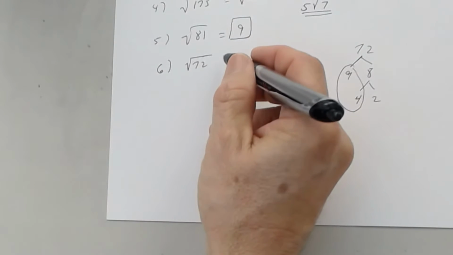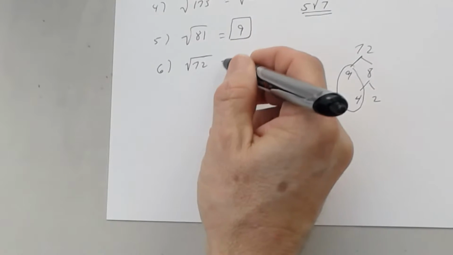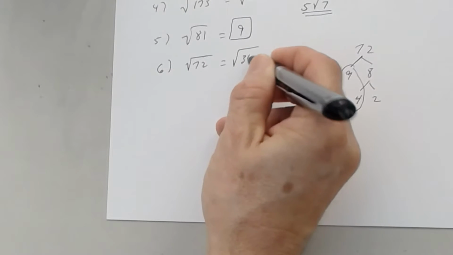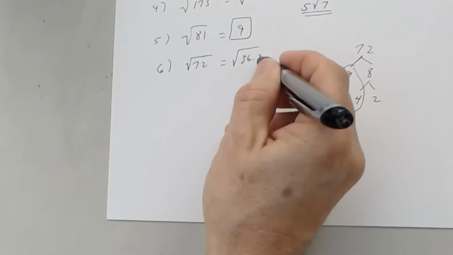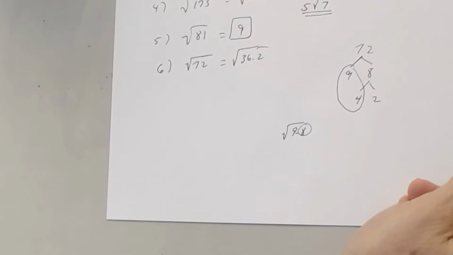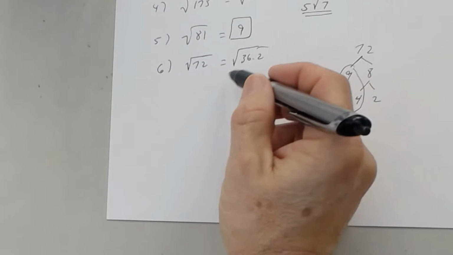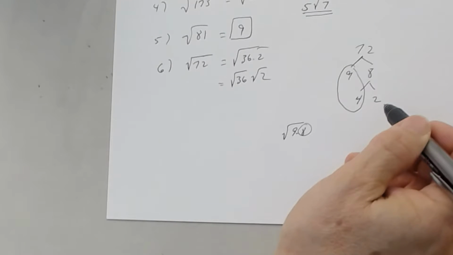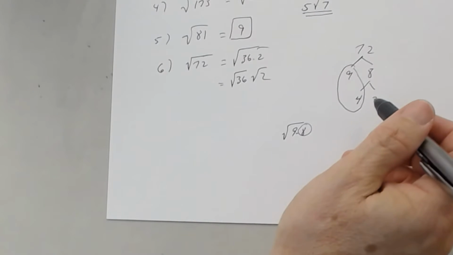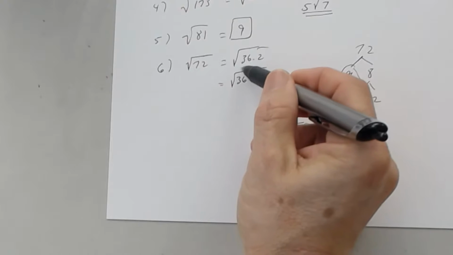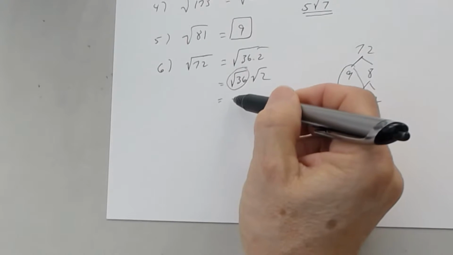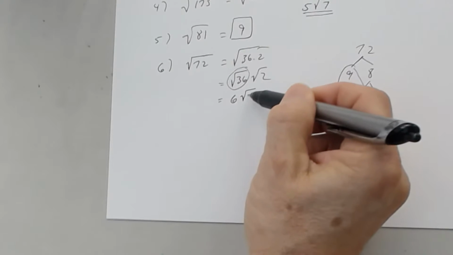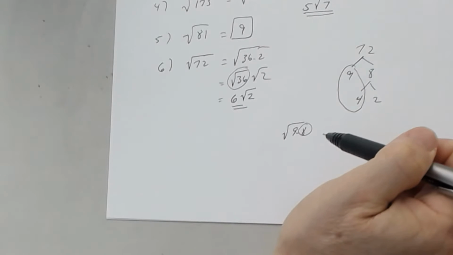So at that point, I would have just written this. I would have said the square root of 36 times what? 2. Okay, now split it apart. I get the square root of 36 times the square root of 2. Is there any of these I can simplify? 36. Square root of 36. What's the square root of 36? So what's the answer? 6 square root of 2.